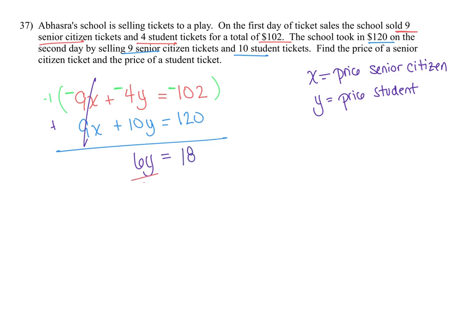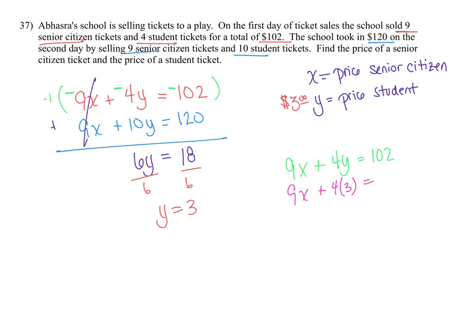So once I've eliminated and divided, I have solved for y equals 3. What does that tell me? y equals 3 tells me what? $3 for which one? Student ticket, right? y. And then I'm going to go back to one of my equations. It doesn't matter which one. And I am going to solve for the price of the senior citizen ticket. So I'm going to get x equals 10, which tells me my senior citizen ticket is $10.